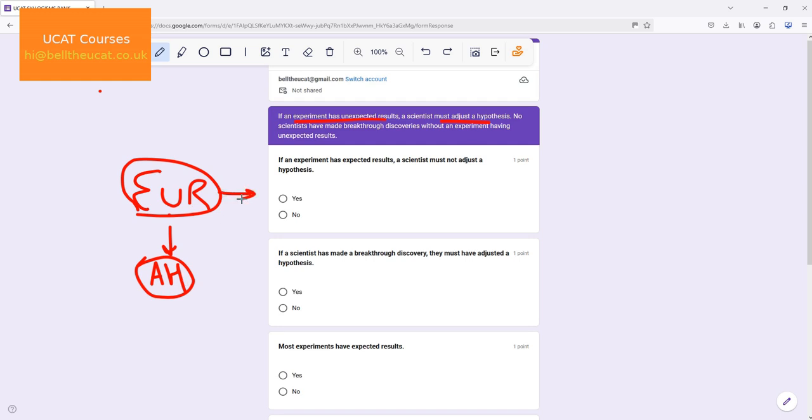Next condition. Then he says, no scientists have made breakthrough discoveries without. That means what's the condition? You have to have an experiment with unexpected results. If you have unexpected results, what would you be able to do? You would be able to make breakthrough discoveries. The condition was again experiment with unexpected results. What's the outcome? BD. The arrow goes from the condition towards the outcome.